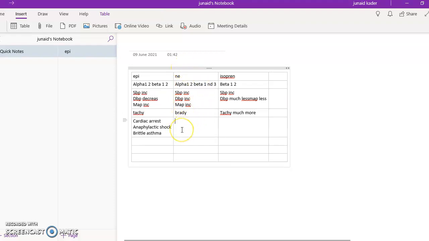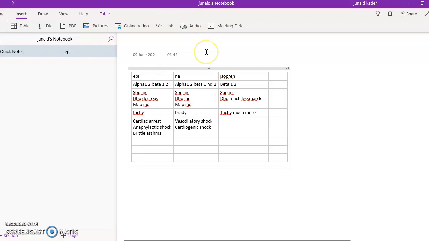Okay, now about norepinephrine. Norepinephrine doesn't have beta 2 action. So there is no vasodilatation. It is mainly alpha 1 action which causes vasoconstriction. So it is the drug of choice for vasodilatory shock, and also cardiogenic shock, all conditions where we need vasoconstriction.